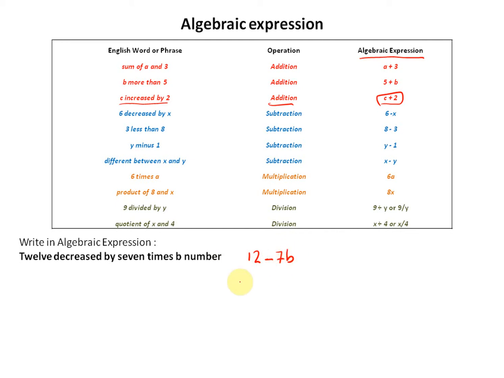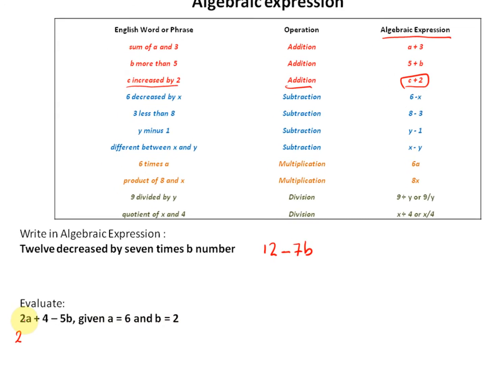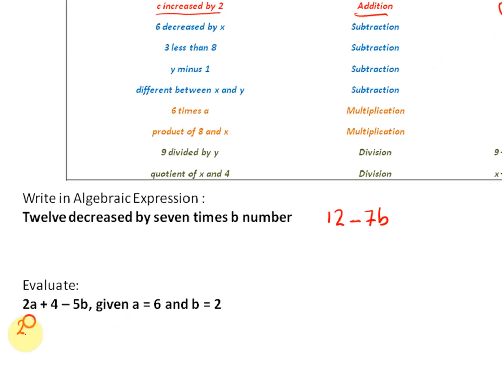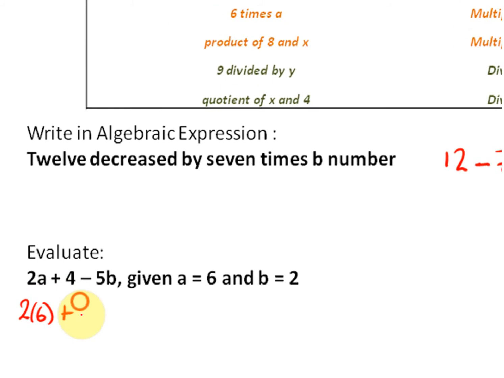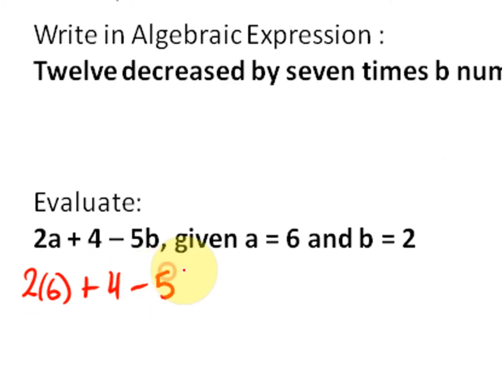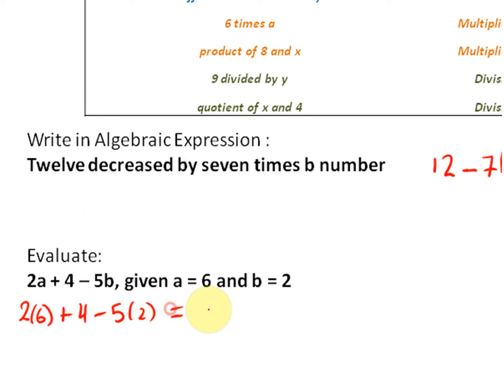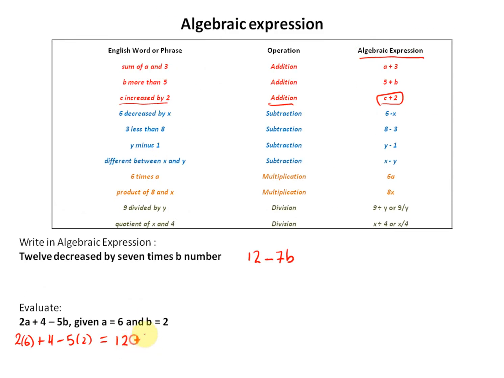Now evaluate. Evaluate simply means replace whatever you see a by 6, and wherever you see b, replace it by 2, knowing that there's a multiplication between 2 and a. So 2 times 6 plus 4, take away 5 times 2. We have 12 plus 4, take away 10. That would give me 16. Take away 10 is 6.